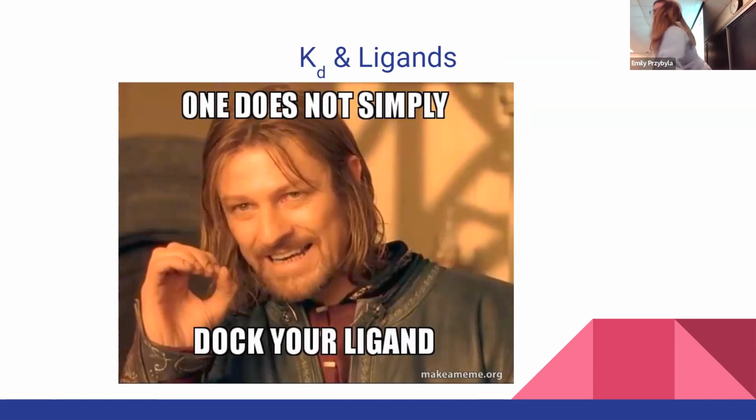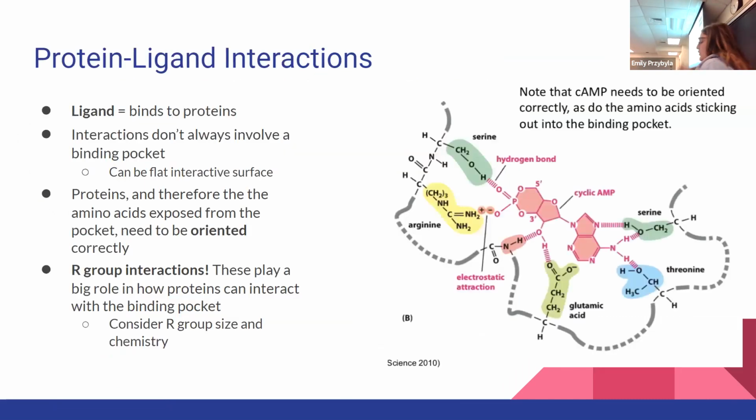Okay. So this is focusing on protein ligand interactions and the affinity of those interactions. So the ligand is any molecule that the protein is going to be binding to. Typically, this will have an impact on the functioning of the protein. This can be other proteins, ions, vitamins, I think hormones as well. The interactions don't necessarily have to happen within the binding pocket. They can also happen on like the surface of the protein, but the binding pocket is sort of like a cavity within the protein that the ligand will fit into easily.